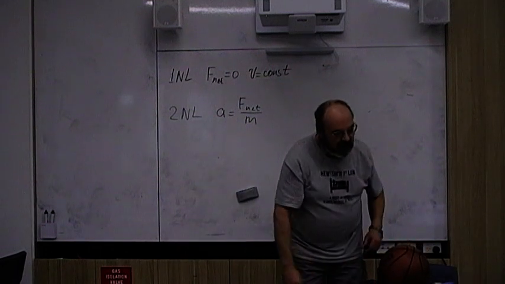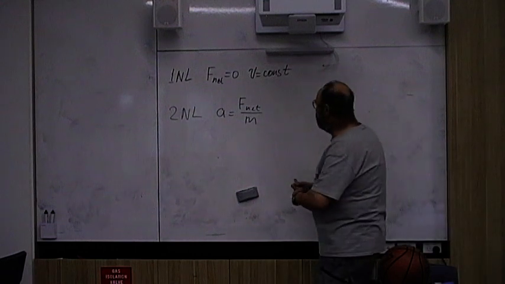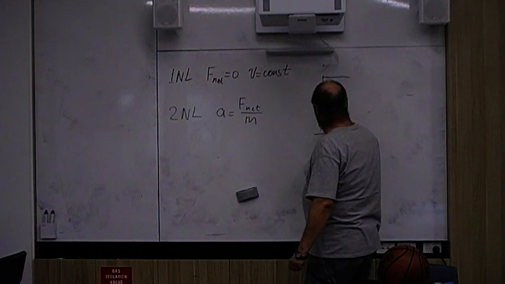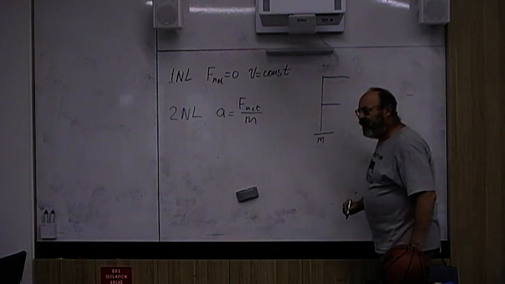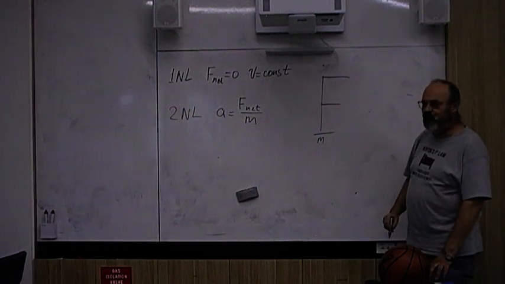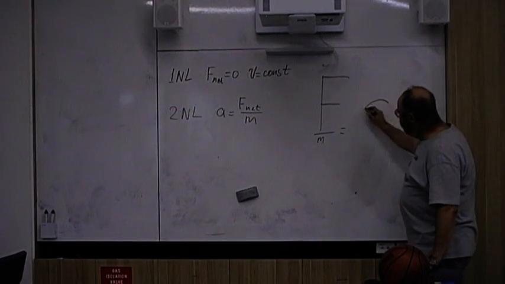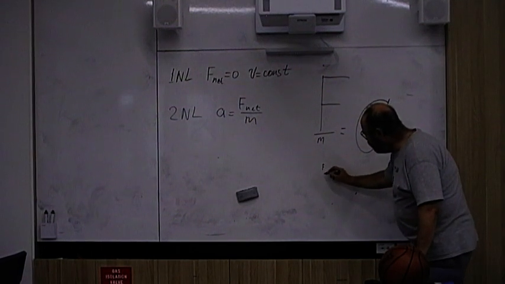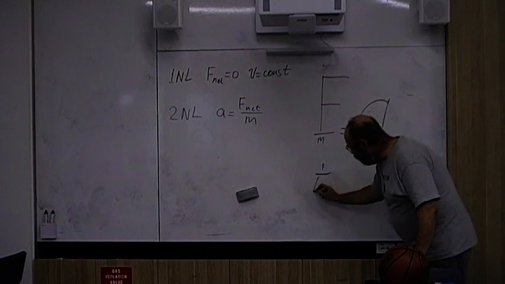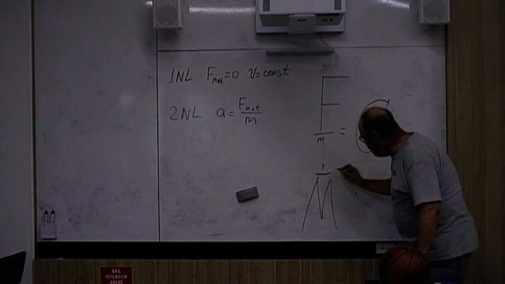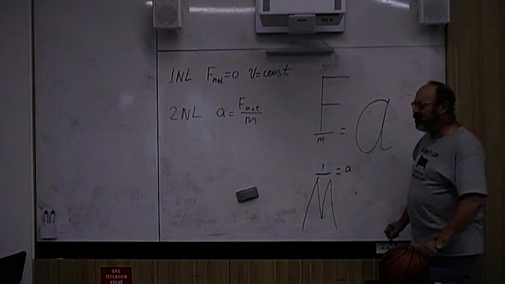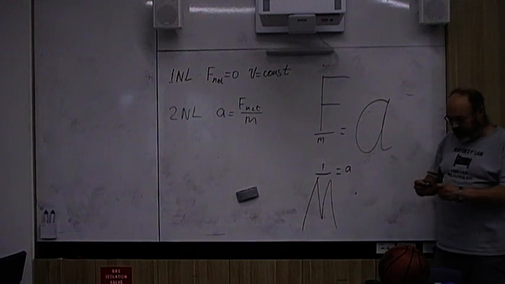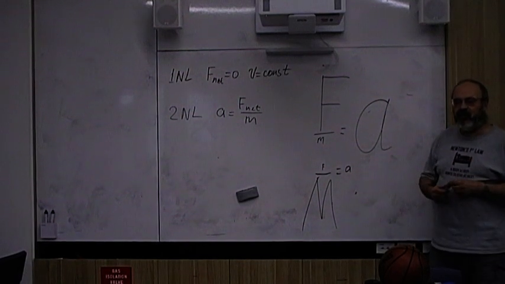So we can make the conclusion that if we have a big force acting on a small mass, we will get big acceleration. If we have a small force acting on a big mass, we will get small acceleration. So acceleration depends on the force and the mass.